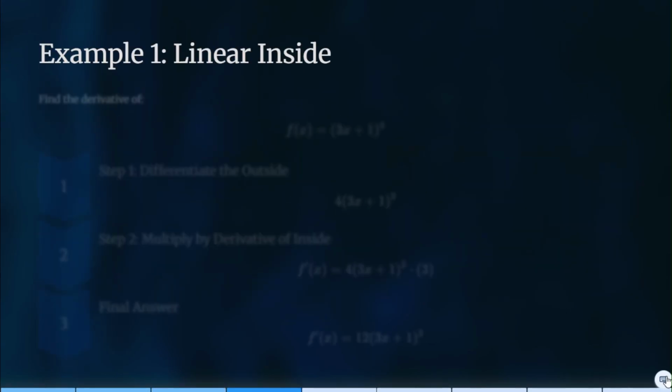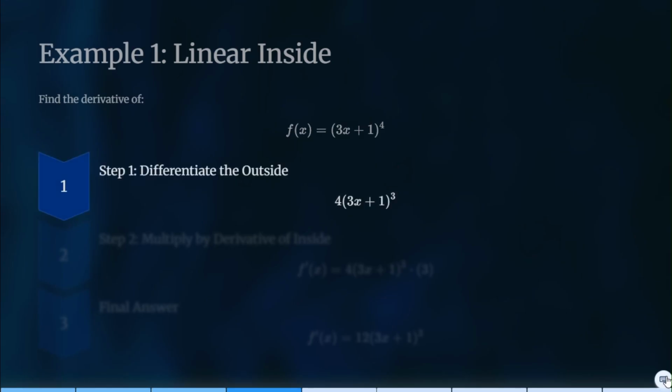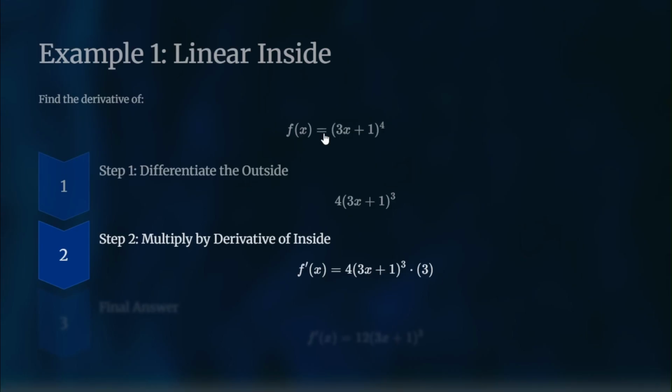Let's look at our first example. We will find the derivative of f of x equals 3x plus 1 raised to the power 4. Step number 1, differentiate the outside. So we'll bring the power down, 4, times 3x plus 1 to the power 4 minus 1 is 3. Then multiply that by the derivative of the inside, meaning the derivative of 3x plus 1, and that is simply 3. So f prime of x will be equal to 4 times 3 is 12 times 3x plus 1 cubed.